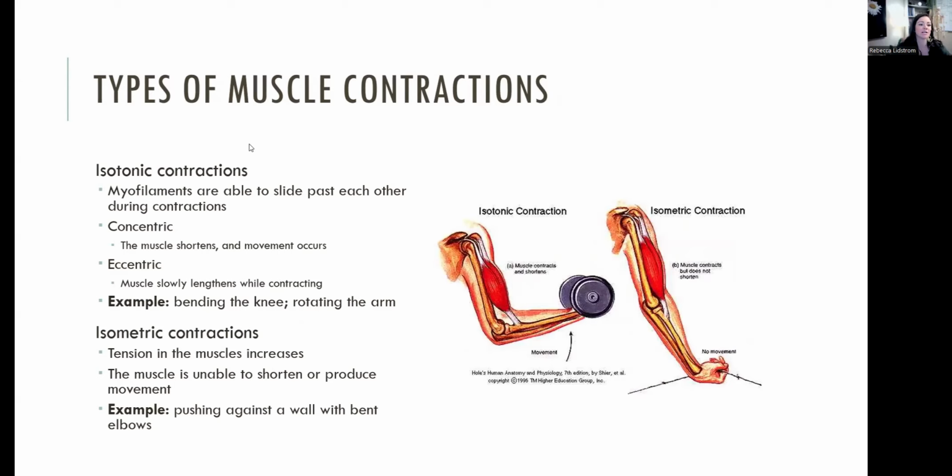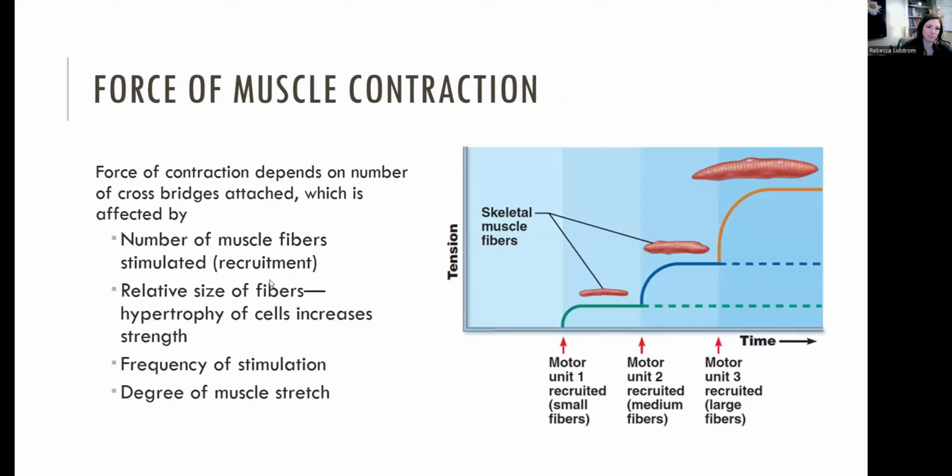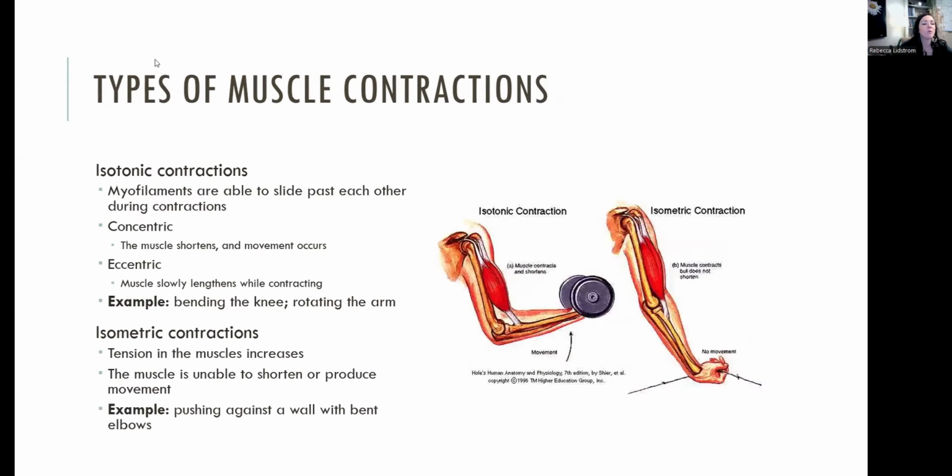Let's talk about the types of muscle contractions. We have isotonic and isometric contractions. The isotonic contractions are where the myofilaments are sliding past each other. This is going to be in the form of concentric, and I think of a C coming in together, so the shortening, or eccentric, where they are slowly lengthening. When you think about a bicep curl, bringing it up and bringing it down, both fall into isotonic. So we're changing the length of the muscle in an isotonic contraction.